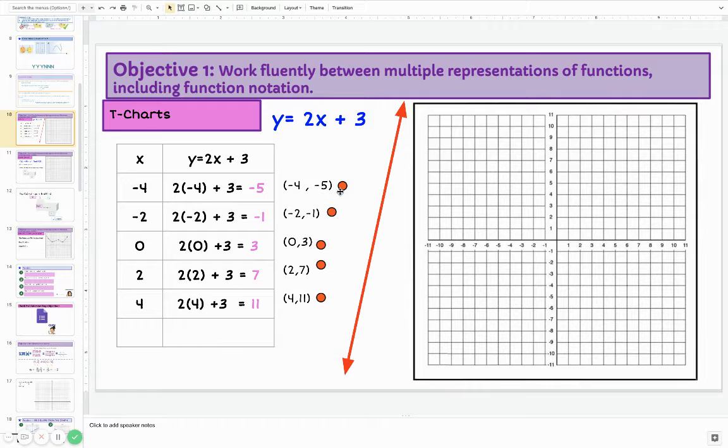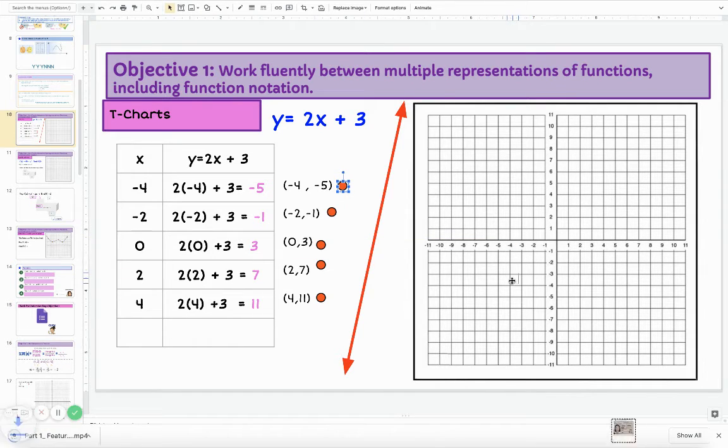So what I do is I take my point, and again, -4 is my x, so that's here, and then -5 is my y, so I go down to -5. All right, and that's my first point, -4, -5. If I were to input -2 for x, my output would be -1. So if I have -2 and -1, my point goes there. When I input 0, my output is 3, positive 3. So 0, positive 3.